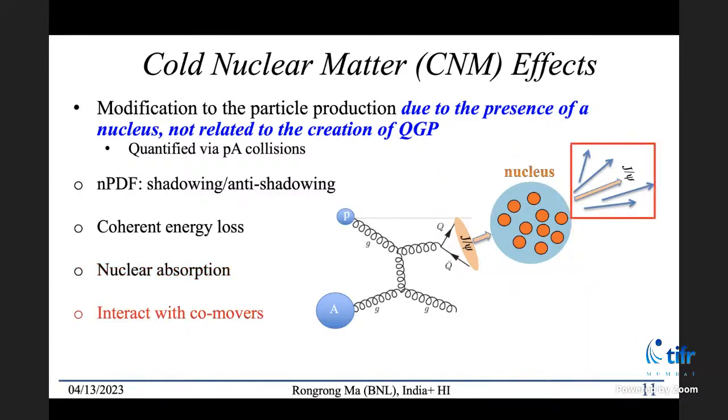In the end, there is what people used to call co-mover absorption, meaning if you have a J/psi, or more like a very loosely bound state like psi prime or upsilon 3S, they can interact with the other final-state particles flying along the way, and these interactions can also break up the quarkonium. So all of these, you can see, have nothing to do with the QGP, but they can also modify your quarkonium production compared to the proton-proton case. So that's why we need to constrain or quantify the cold nuclear matter effect experimentally, which can feed into our interpretation of the results in AA collisions.